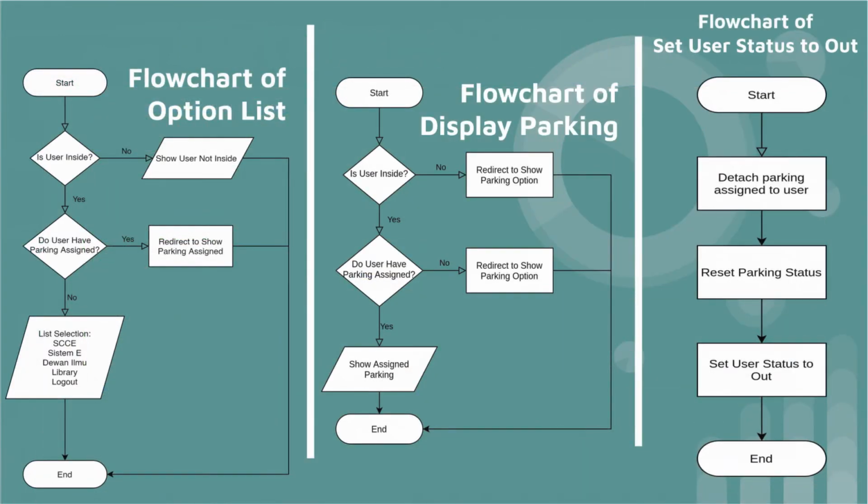These are the important flowcharts of this system. If user does not have any assigned parking, system will show parking area list. If user has an assigned parking, parking details will be shown. And when user goes out of Unimap, assigned parking will be cleared and user status will be changed.